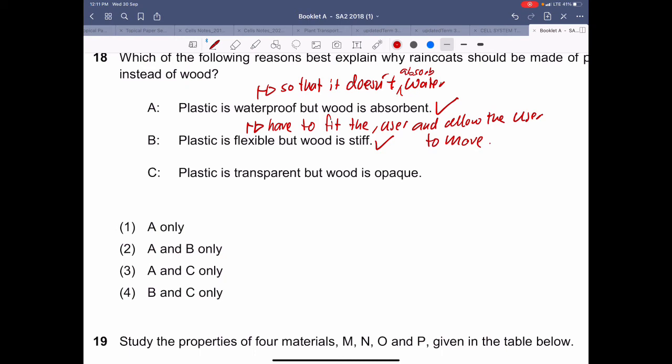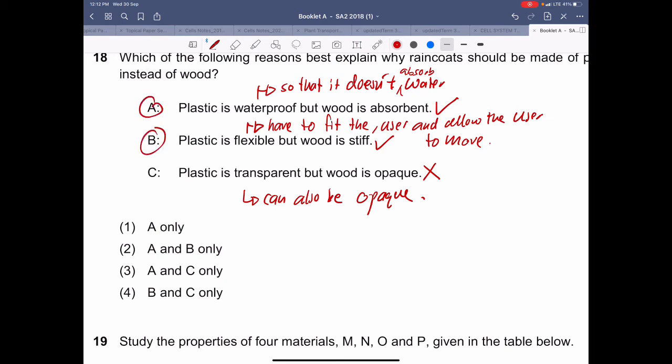C, plastic is transparent but wood is opaque. This is not the reason. Why? It doesn't matter. Plastic can also be opaque. In fact, the most common color that people wear for a raincoat is yellow, and there is a good reason, so that people can see you clearly on a rainy day. That's why raincoats used to be made bright yellow, so that people can see you from far. So these are additional reasons. So your answer would be A and B.